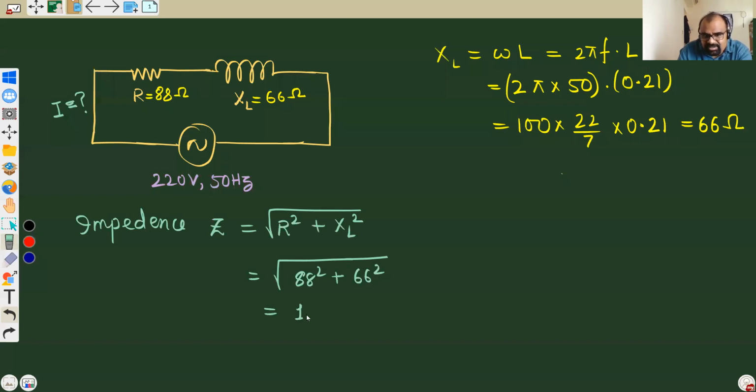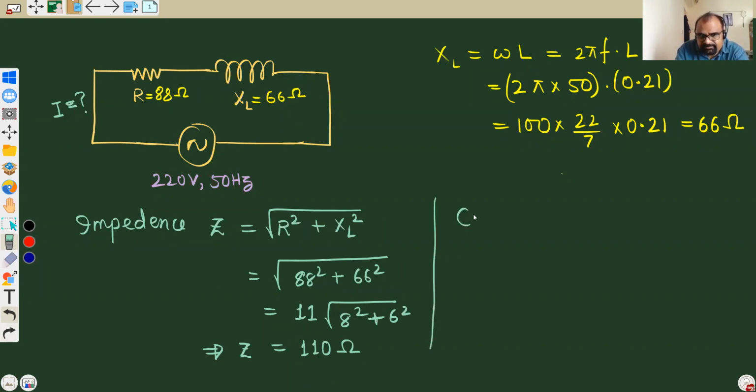Now, obviously, here 11 will be taken as common. So 8 square plus 6 square. Now 8 square plus 6 square is a very common Pythagorean triple, just like 3 square plus 4 square is equal to 5 square. So similarly, 6 square plus 8 square is equal to 10 square. So it is 110 ohm. This is impedance. Impedance is also in ohm. So you found impedance from here.